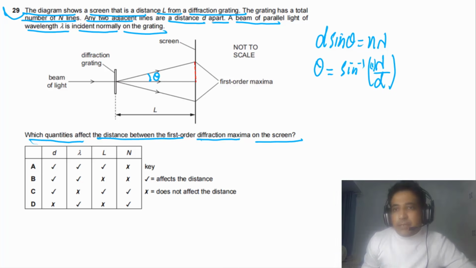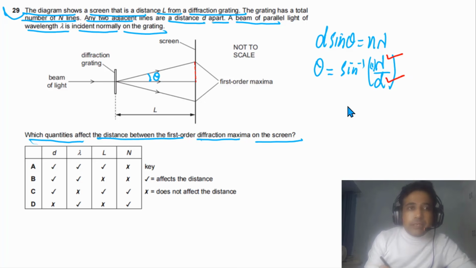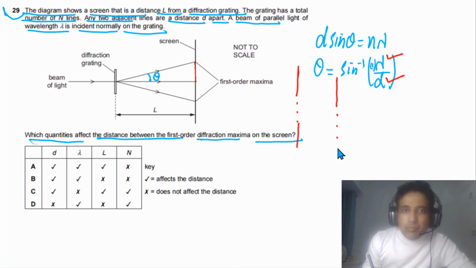So it means that distance depends on lambda and also on d, but the distance does not depend on N. For example, if we have a diffraction grating with these slits, let's say this diffraction grating has 1, 2 and 3 slits. And we have another diffraction grating with more slits, so in this case we have 1 slit, 2, 3, 4 and 5.